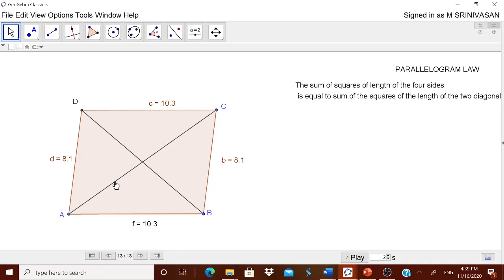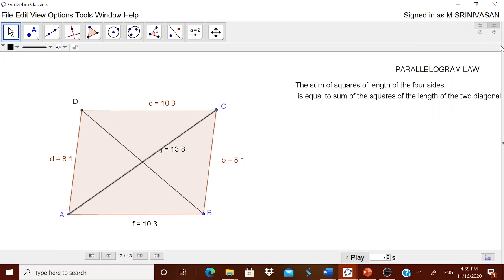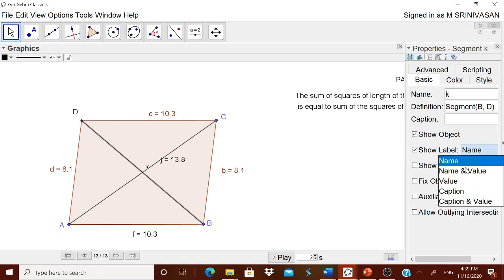Escape. Click this and then go to object property, and go for name and value. You should remember that J is AC. You should be very careful, because you can square it anyway. Again, object property, again go to name and value. Therefore, this is K.